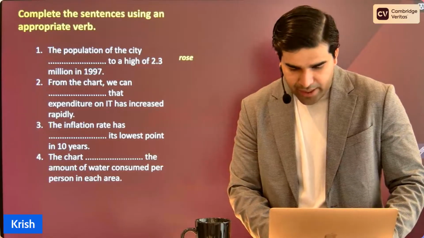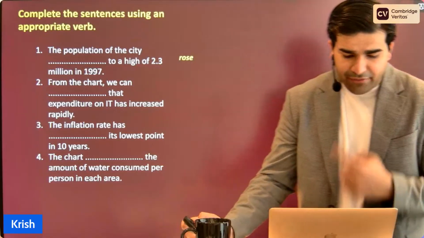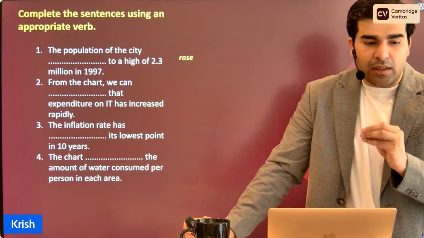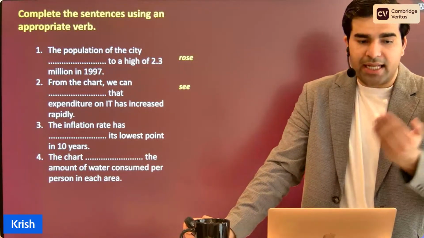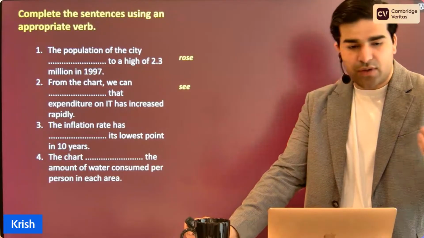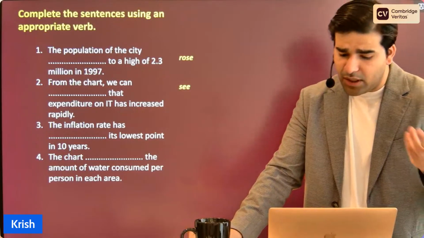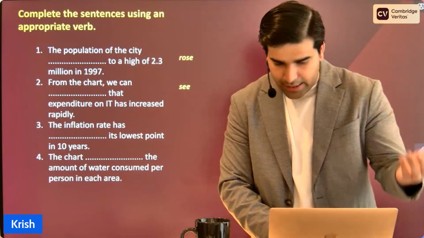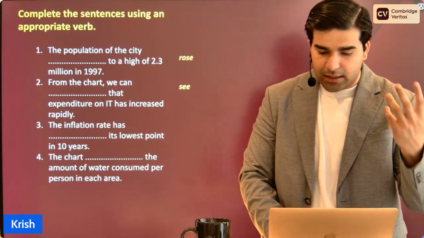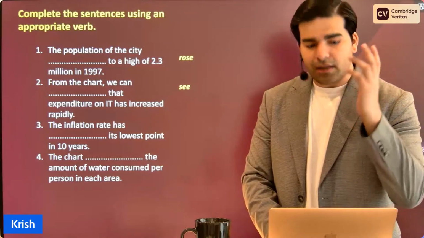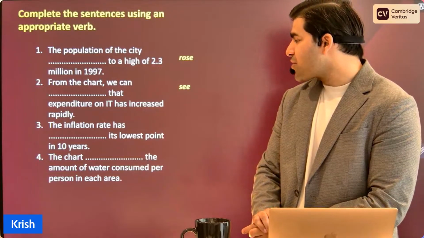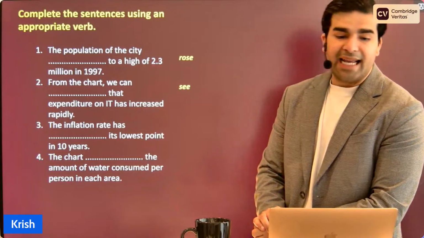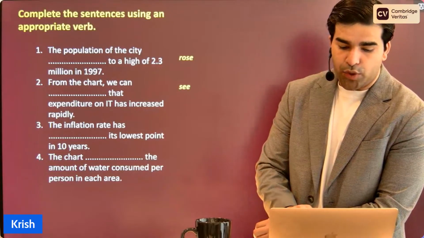See, interpret. Okay. What I've written as well is simply: from the chart, we can see that expenditure on IT has increased rapidly. Simple. Very simple. But the other options that you're giving, yes, absolutely. Interpret, lovely. All the other options that you're giving fit the bill as well. The inflation rate has dash its lowest point in 10 years. Which one do you think it is?